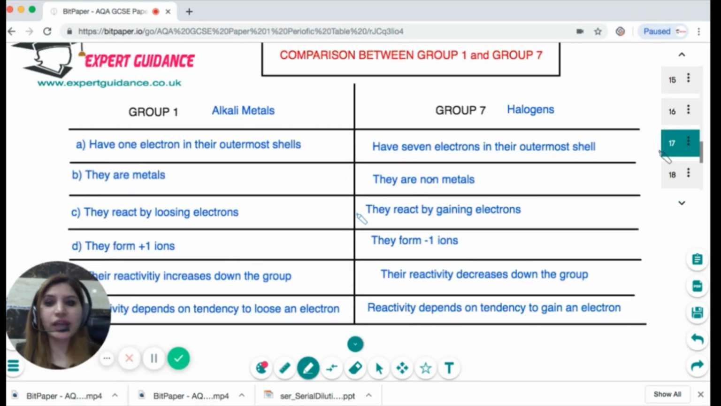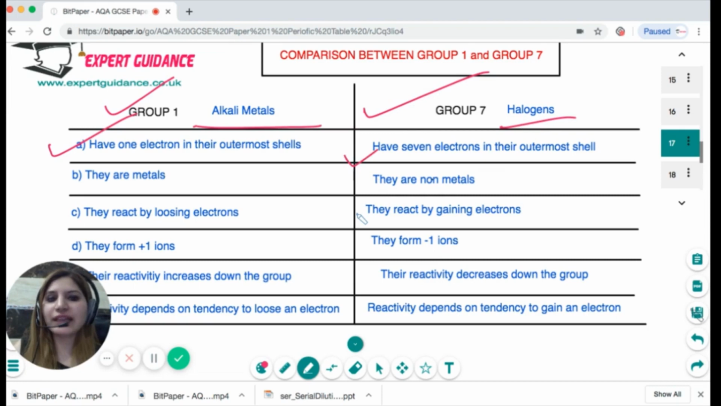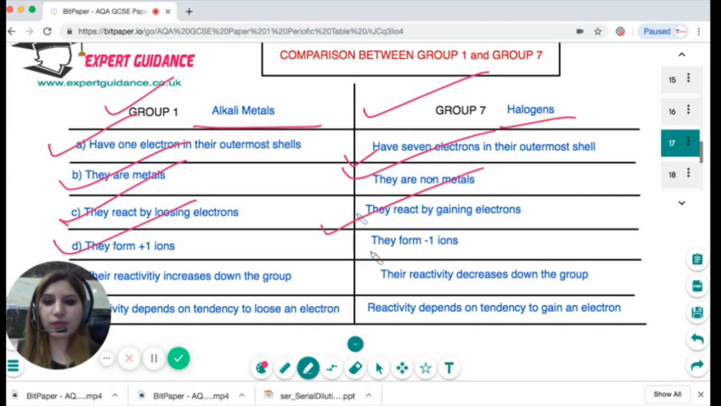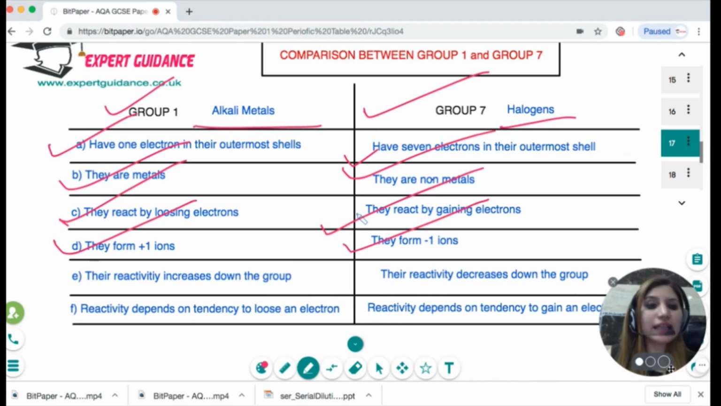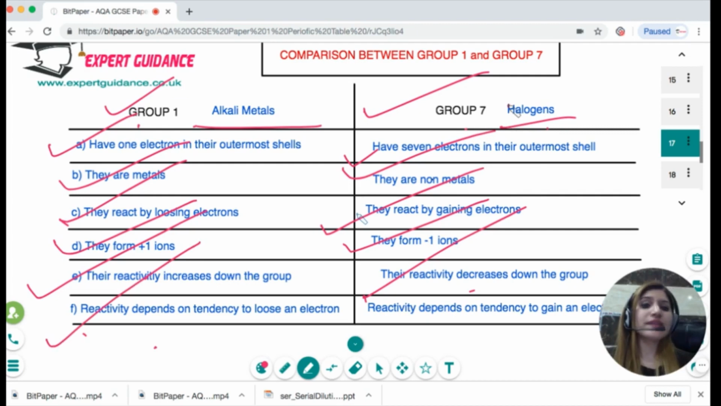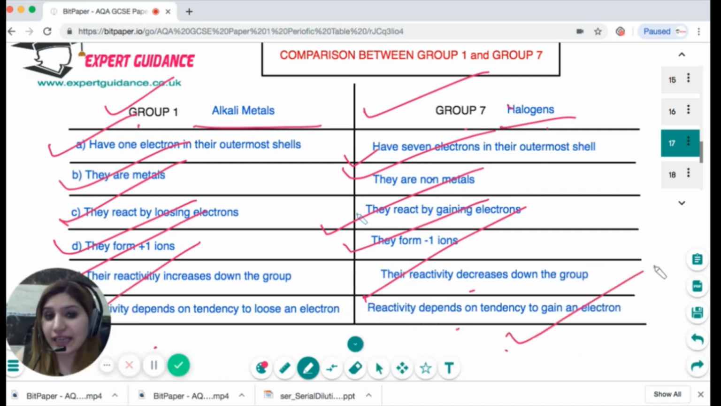Okay, so to summarize, we talked about group 1 and group 7. These are alkali metals, these are halogens. They have 1 electron in the outermost shell, they have 7 electrons in the outermost shell. They are metals, they are non-metals. They react by losing an electron, they react by gaining an electron. They form a positive 1 ion, they form a negative 1 ion. The alkali metal reactivity increases down the group, and the group 7 halogen reactivity decreases down the group. The group 1 reactivity depends on the tendency to lose an electron, and group 7 halogen reactivity depends on the tendency to gain an electron. Therefore, reactivity of group 7 decreases down the group, but for group 1, it increases down the group.